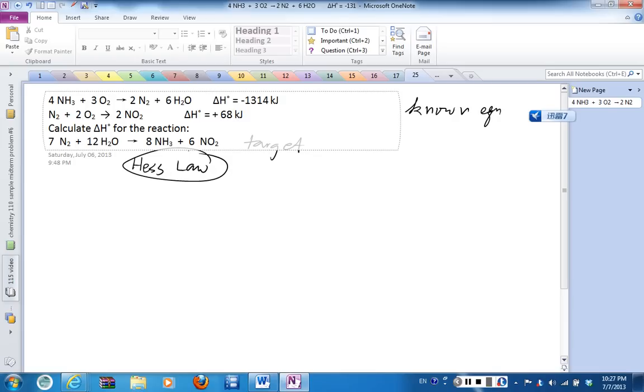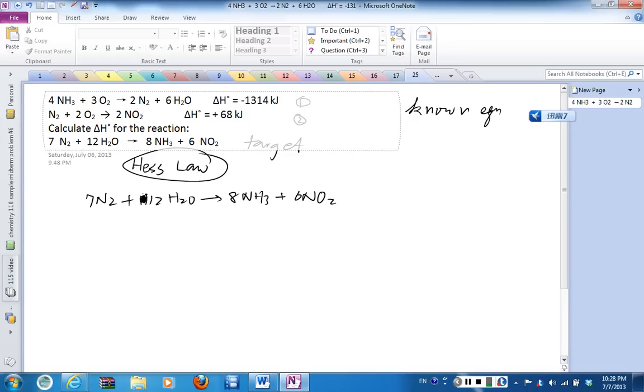Alright, so in Hess law situations, we always label our known equations. We know 2, so 1 and 2. And we want the target equation, so 7 N2 plus 12 water produce 8 ammonia, 6 nitrogen dioxide. In a Hess law problem, we examine our target equation and find out where each component is coming from, and then try to manipulate the known equations accordingly.